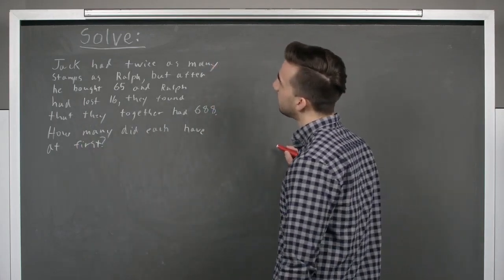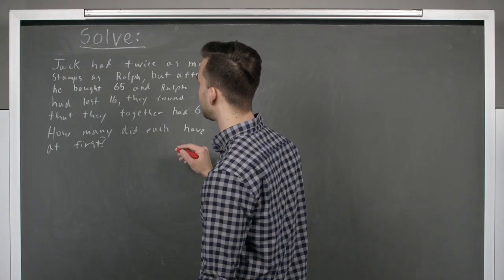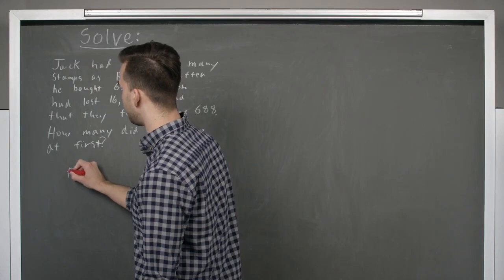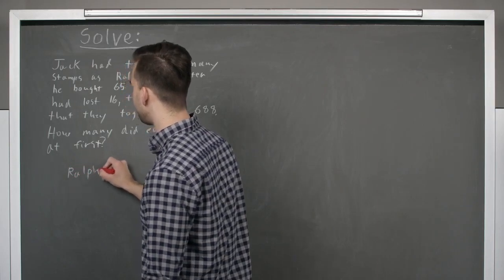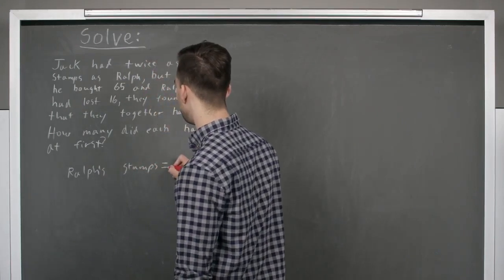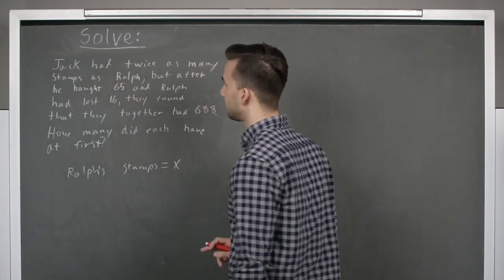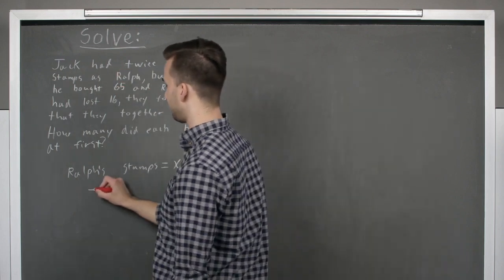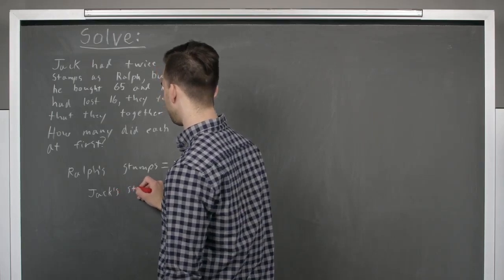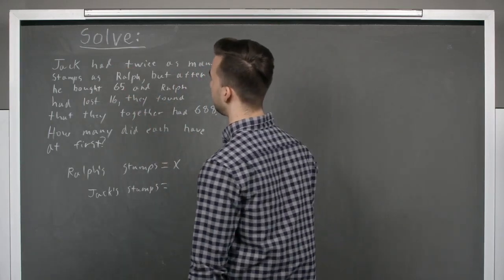So let's make a variable. So let's use x. Let's let Ralph's stamps equal x. So we have Ralph's stamps equals x. And so we know that Jack's stamps are equal to 2x, right? Because in the beginning it says Jack had twice as many stamps as Ralph.